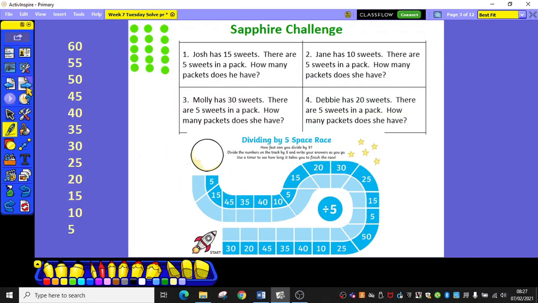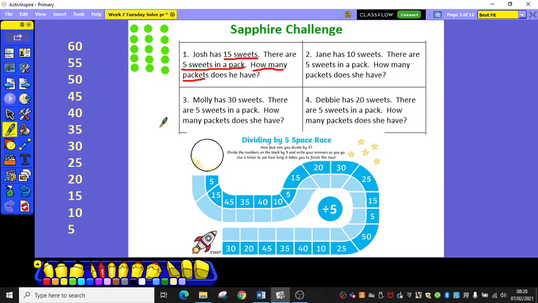So we're going to have a quick look at the Sapphire challenge for everybody. Although not all groups are doing this, all groups are going to be answering problems like this. So just a few quick reminders. When I'm reading a problem, I need to be underlining the key information. Josh has 15 sweets. There are 5 sweets in a pack. How many packs or packets does he have?